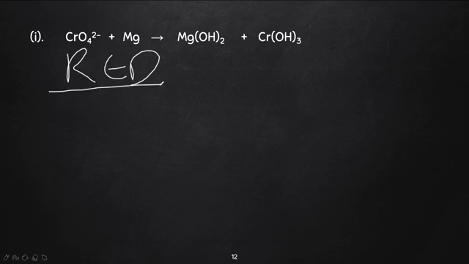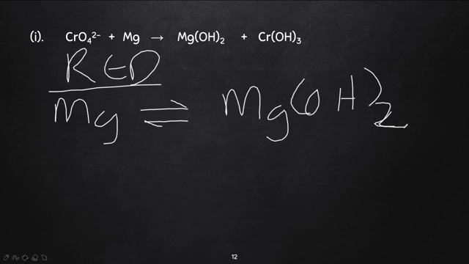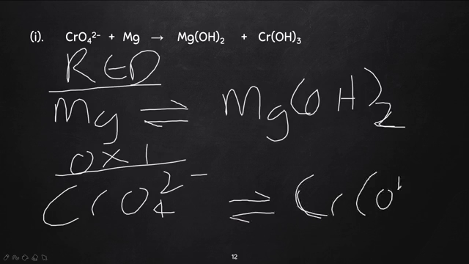So our reduction half equation should be Mg, a reverse reaction, giving us magnesium hydroxide, Mg(OH)2. And our oxidation half, that's oxy, will give us CrO4 2 minus. That will give us a reversible reaction with chromium hydroxide, Cr(OH)3. So these are the oxidation half and that's our reduction half equations.